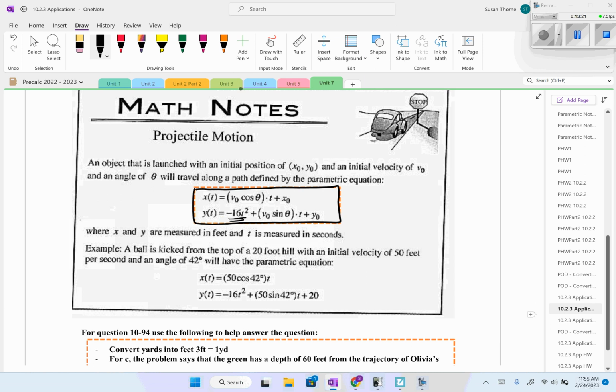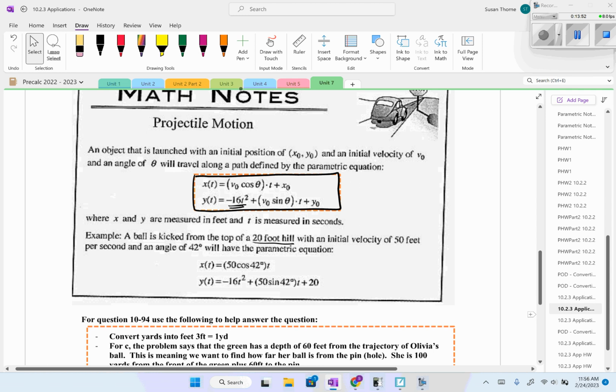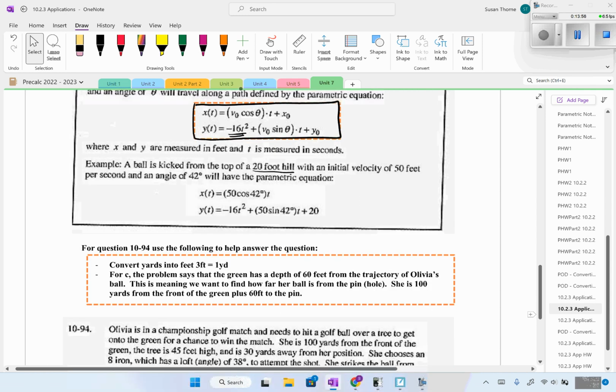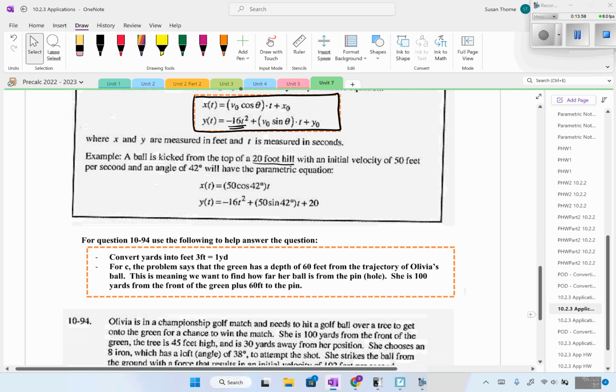We'll have the parametric equation. So your x would be the magnitude, which is the 50 feet per second, times the cosine of the angle 42 degrees times time. And then we didn't have an initial horizontal distance right or left, so we don't have to add anything there. And then for y, we get negative 16t squared, that's the gravity, plus the magnitude times the sine of the angle times time. And it says that we're on a 20-foot hill, so that's why we have the plus 20 there. So that's how we come up with these equations. And I'm not going to make you memorize these. I think for most of them, I just give you the equation.